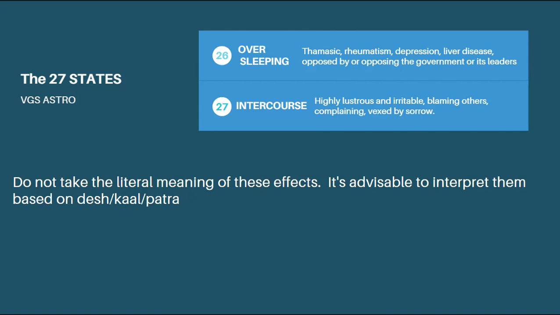Remember, you're going to have to use the Vimshottari Dasha system. If you're going to use some other nakshatra based planetary dasha system and use this technique, then it might not work.